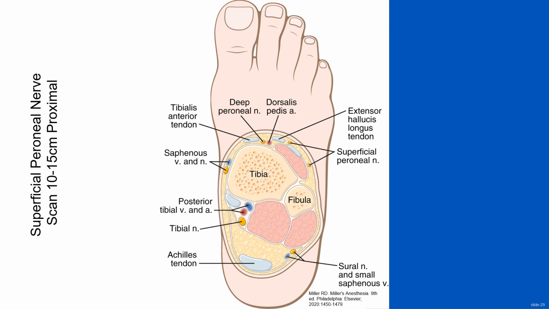We next turn our attention to the superficial peroneal nerve. It lies on the lateral aspect of the foot and has branched into 2 to 3 branches at the level that it is normally blocked with a field block. Applying the ultrasound to the lateral side of the foot, one must scan approximately 10 to 15 centimeters more proximal in order to locate the nerve before the branching has occurred.